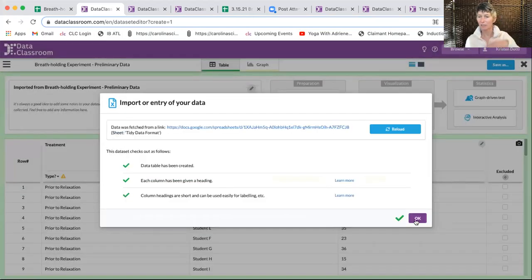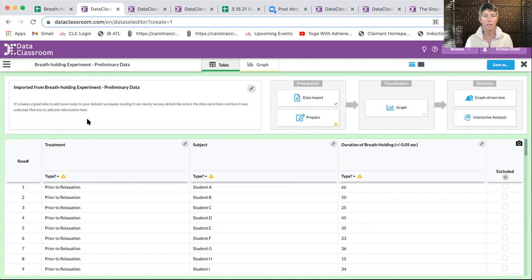And I didn't need to bring in the variance and some of those other things. So I just confirm that and it brings it in, and you can see that it has my title here from my data set. It has the treatment above each of my columns, and I'm going to talk about my treatment in terms of type. It is categorical data rather than numeric, and so I'm going to choose categorical. My subjects are my students' abbreviated names, A, B, C, and so that is also categorical. And then the duration of breath holding in seconds is going to be numeric data, so I'm going to label that as such. And then I'm going to go into the graph.